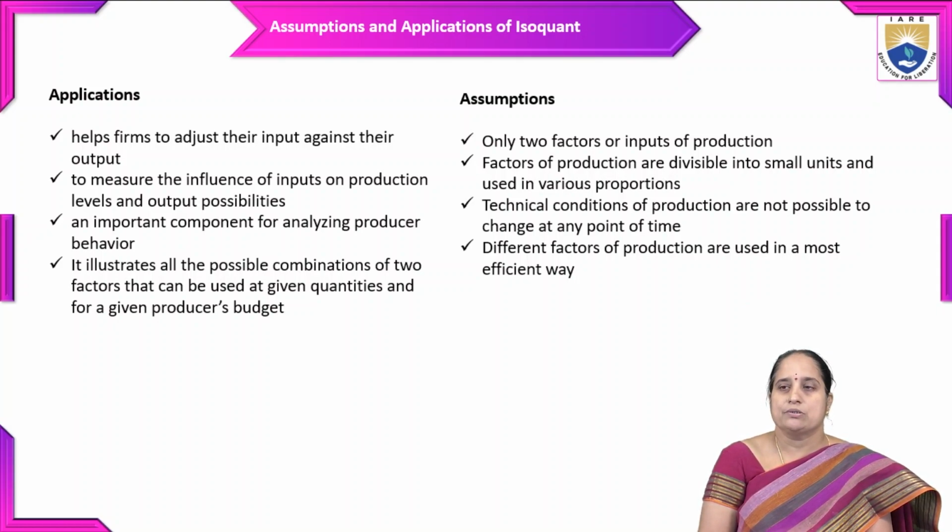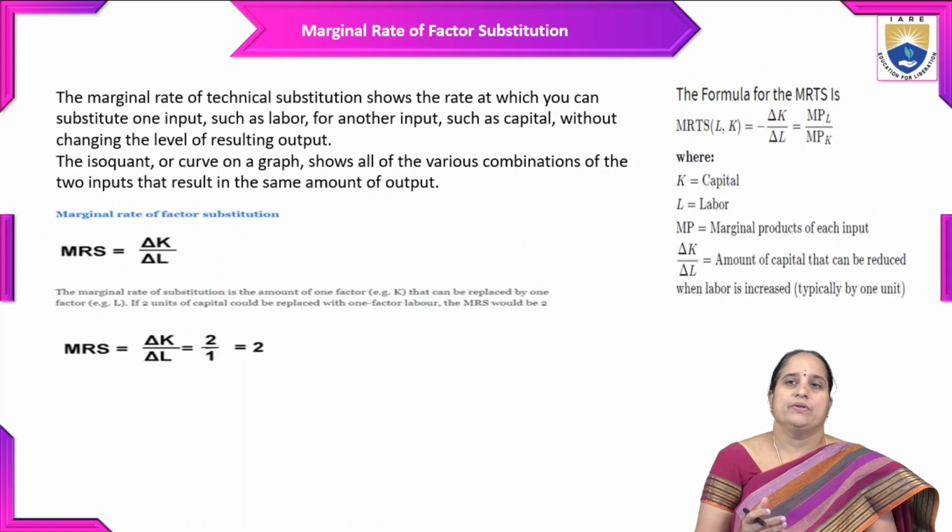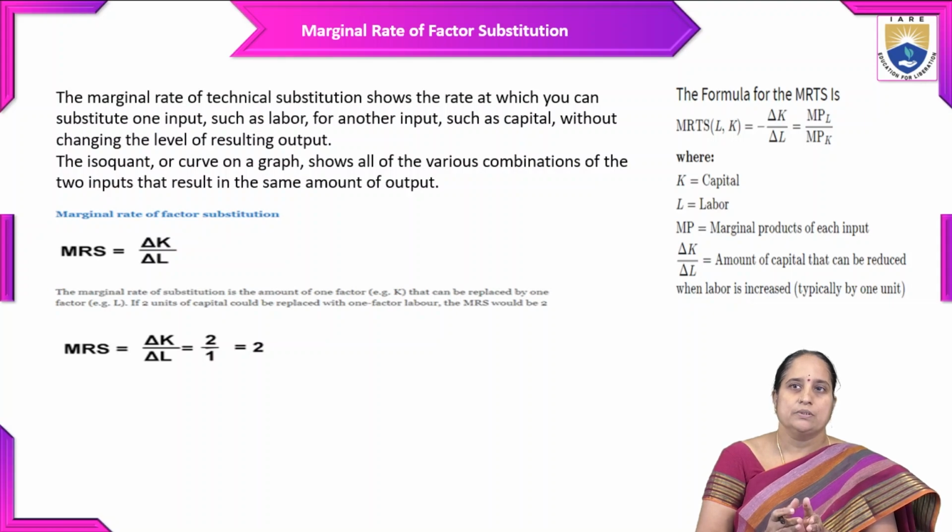Different factors of production are used in a most efficient way. Then what is marginal rate of factor or technical substitution? The marginal rate of technical substitution shows the rate at which you can substitute one input such as labor for another input such as capital without changing the level of resulting output.